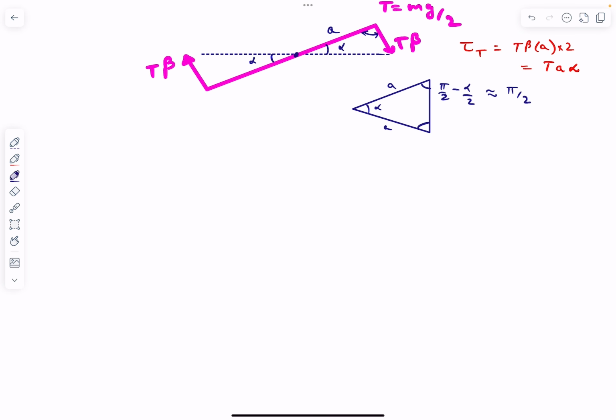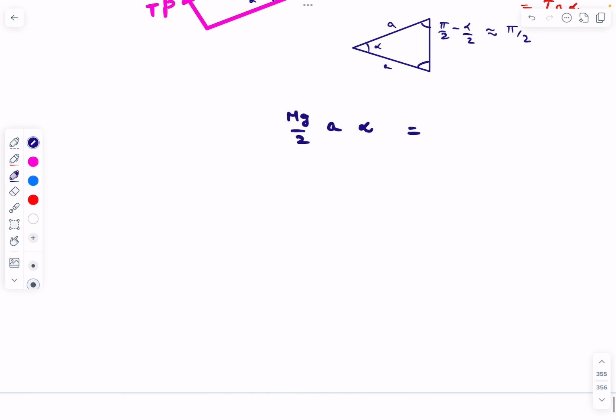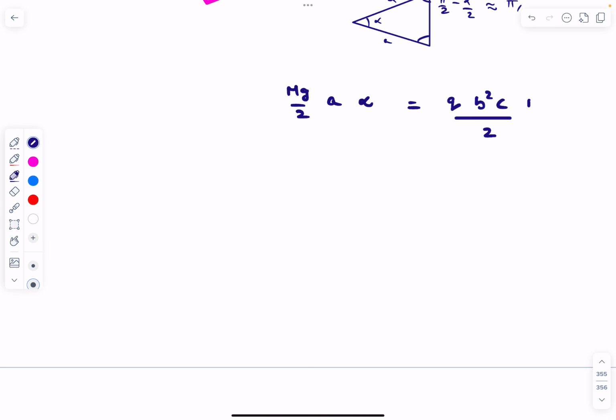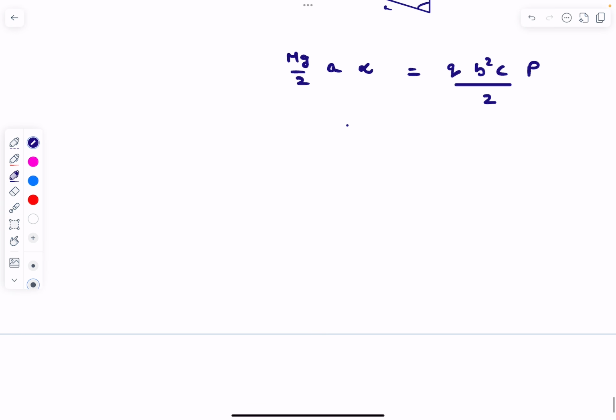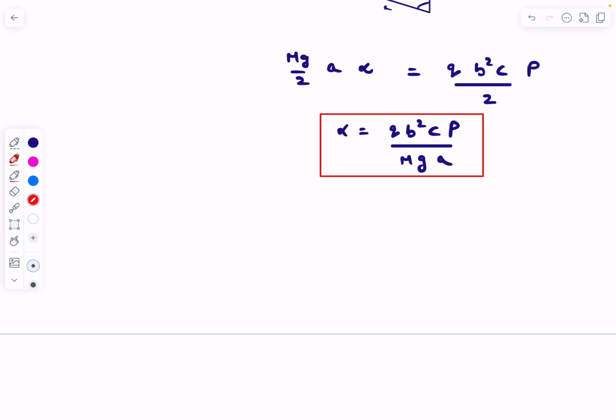Now we'll just do torque balancing. T is just mg by 2. So mg by 2 multiplied by A alpha equals the torque of pressure forces, which is Q B square C by 2 multiplied by P. Now let's solve for alpha. Alpha turns out to be equal to Q B square C P upon M G A. So this will be our final answer for this question.